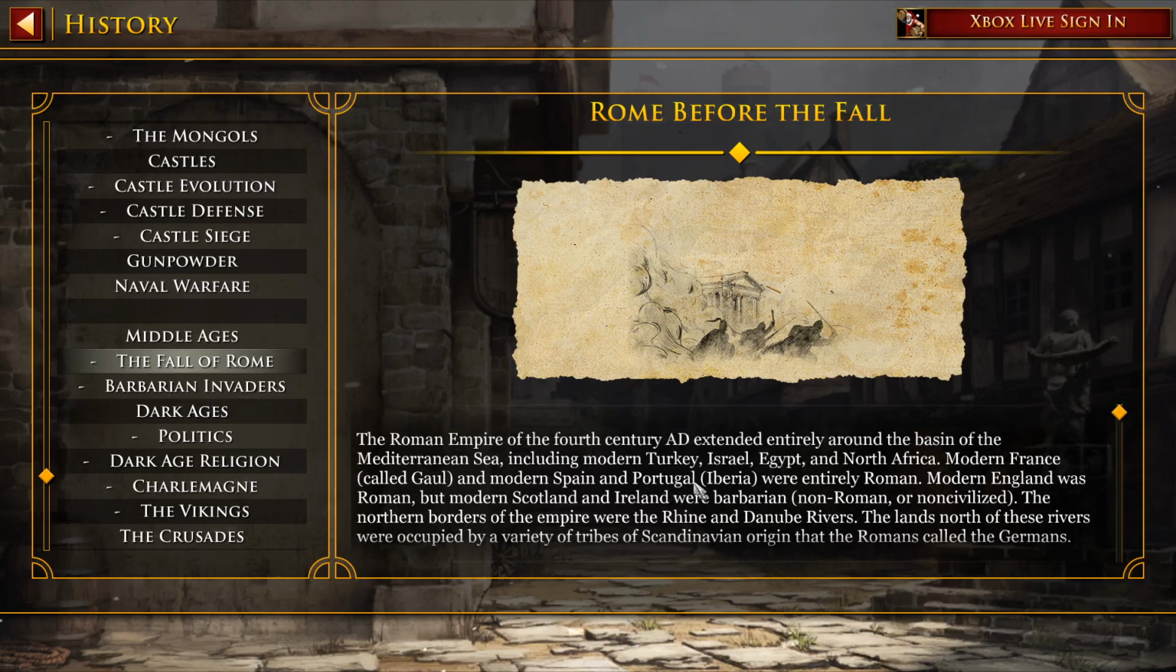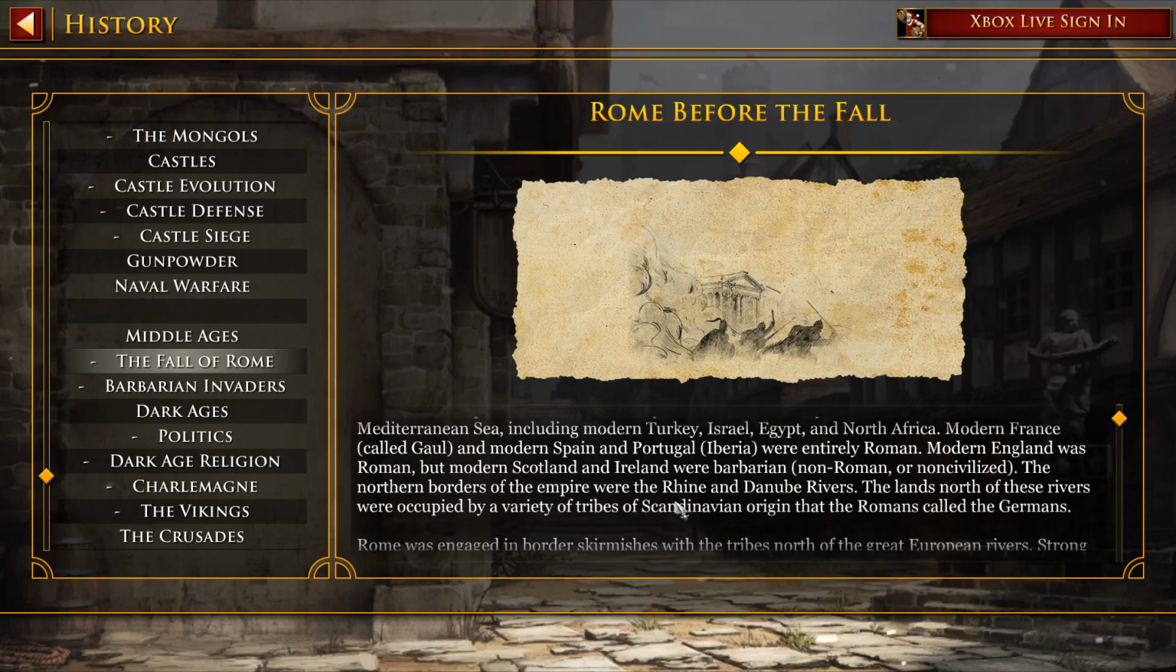Okay, let's begin. The Roman Empire, in the 4th century AD, extended entirely around the basin of the Mediterranean Sea, including modern Turkey, Israel, Egypt, and North Africa. Modern France, called Gaul, and modern Spain and Portugal were entirely Roman. Modern England was Roman, but modern Scotland and Ireland were barbarian, non-Roman, or non-civilized. The northern borders of the empire were the Rhine and Danube rivers.